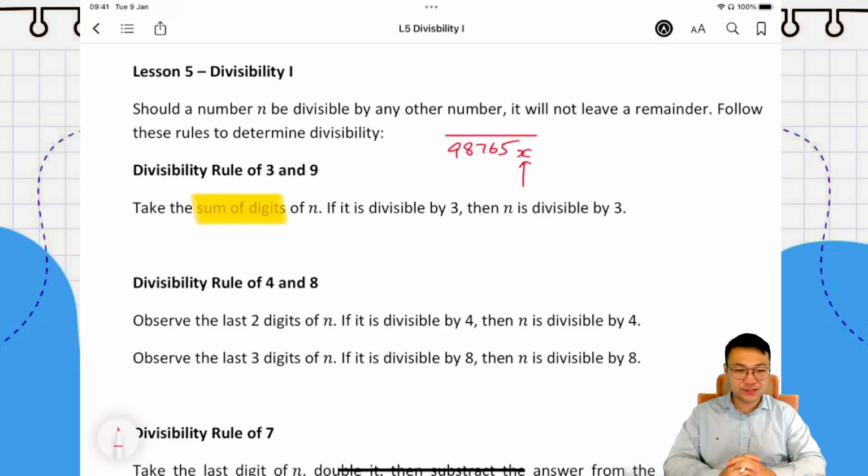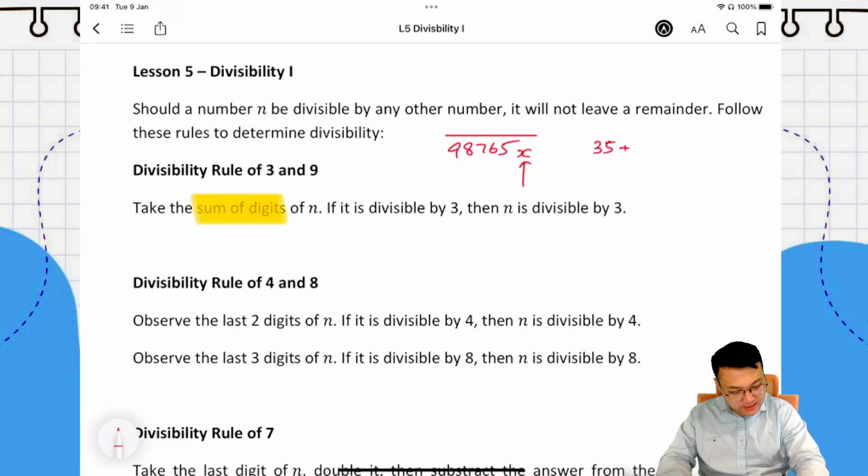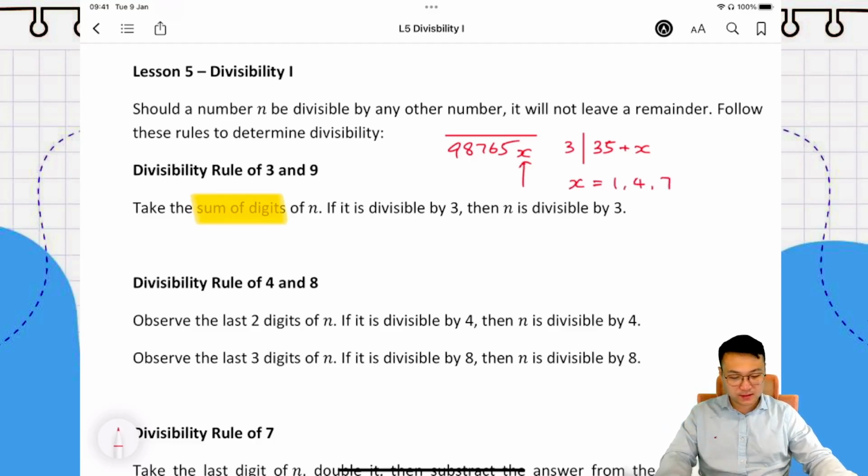Very good, students. Because you already know that 9 plus 8 plus 7 plus 6 plus 5 equals 35, now let's write down the sum of digits. The sum of digits is 35 plus x, and we must make sure that 3 can divide 35 plus x. That means 35 plus x is divisible by 3. So what can the possible value of x be? x can be 1, 4, 7.